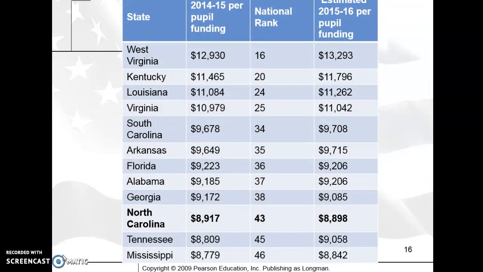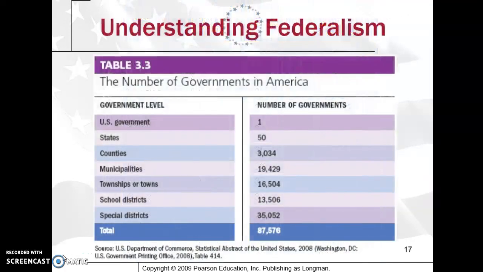This chart again shows you per pupil spending for the Southeast specifically, and you can see North Carolina, even among states in the Southeast, ranks towards the bottom. This chart shows you the number of governments across the nation at the various levels. By the way, down at the bottom, the special districts, that includes fire districts and things like that.